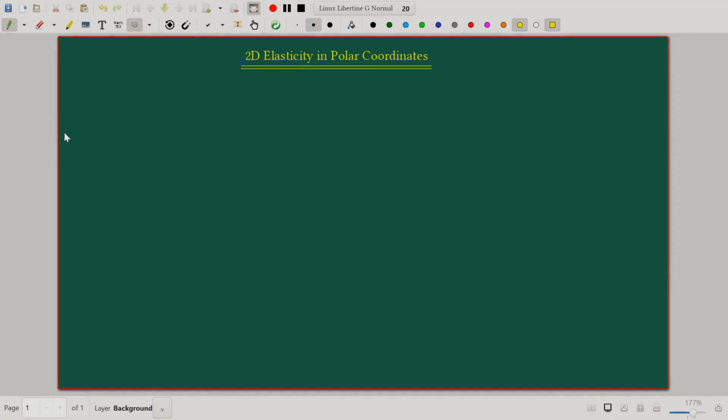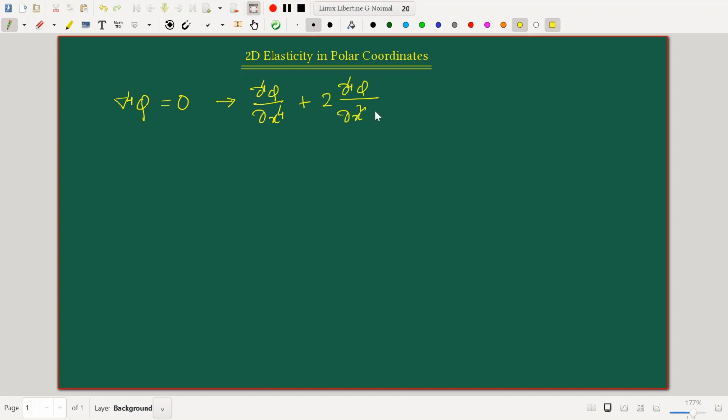Hello everyone. In our previous discussions of this 2D elasticity chapter, we had been time and again referring to this all important biharmonic equation. So we had this del 4 phi equal to 0, and in the rectangular Cartesian coordinate system, the expansion of this was like this: del 4 phi del x4 plus twice del 4 phi del x square del y square plus del 4 phi del y4 is equal to 0.